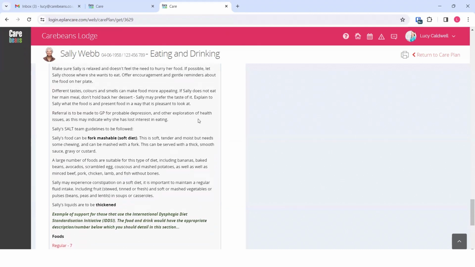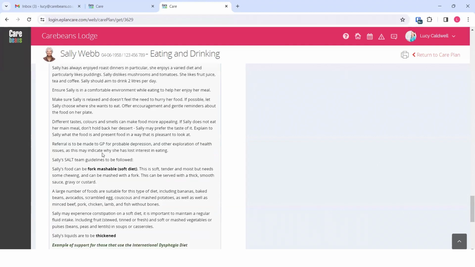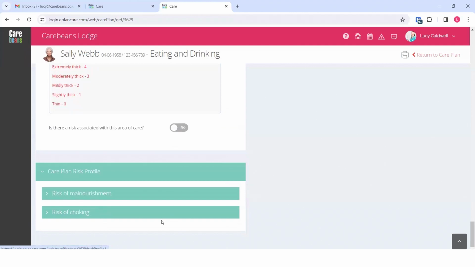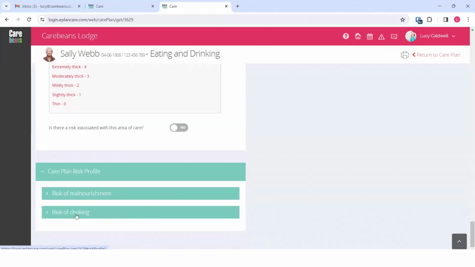That might change as time goes on. When you do your monthly reviews, you can update it accordingly. All your old care plans will always be kept, but you can update them as and when you need to. You can also put in risk assessments. Actually, I think I've put one in here for a choking risk assessment.